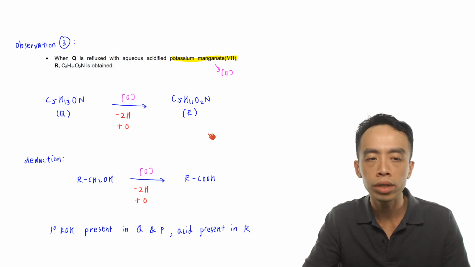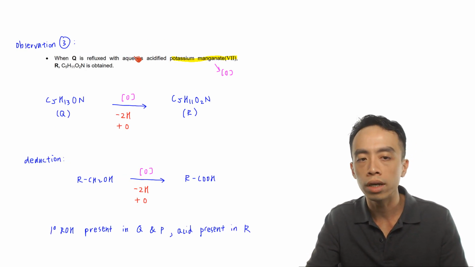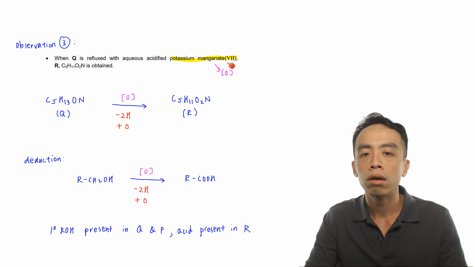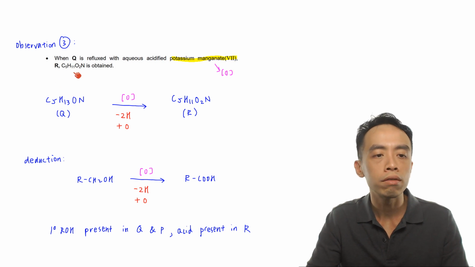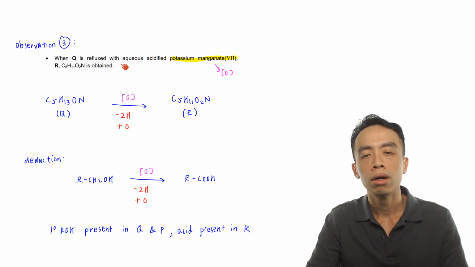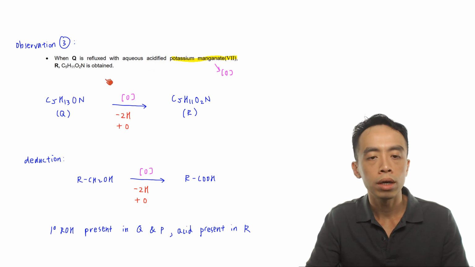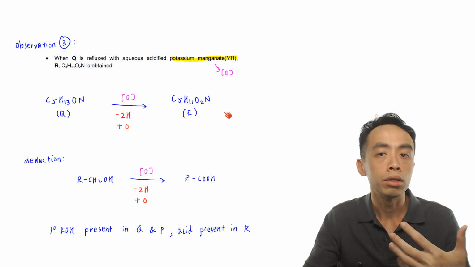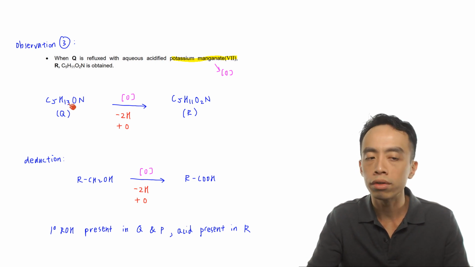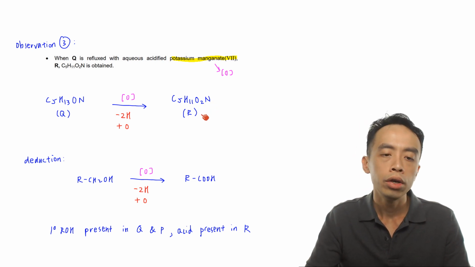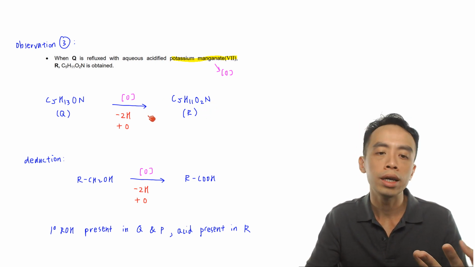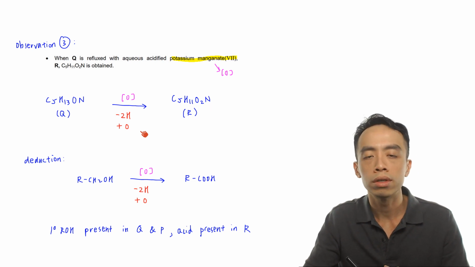Alright, next, observation 3. When Q is refluxed with aqueous acidified potassium manganate, obviously this is a strong oxidizing agent, so it will be an oxidation. R, C5H11O2N, is obtained. Again, what we do is we compare the molecular formula between Q and R, and see what the changes involved are. So C5H13ON in Q to C5H11O2N in R. You notice what I'm doing is I'm losing 2 hydrogen and I'm gaining an oxygen. So obviously this is oxidation, loss of hydrogen and gaining oxygen.